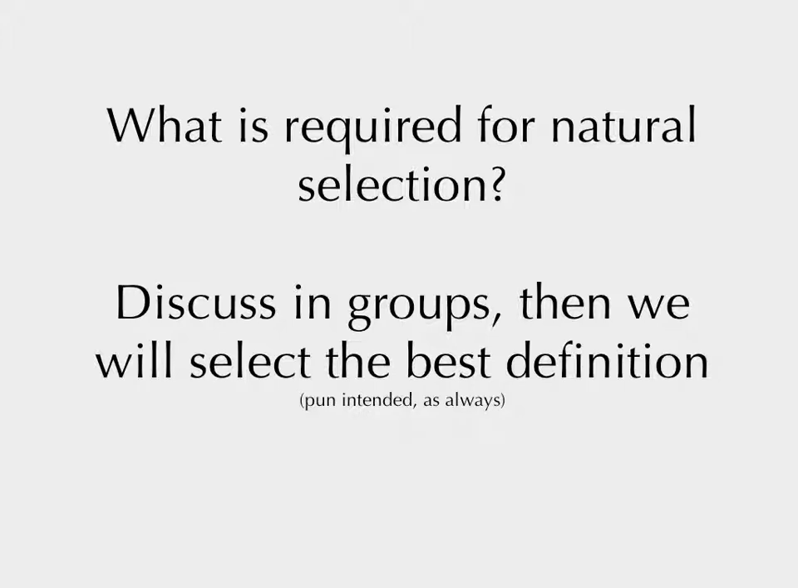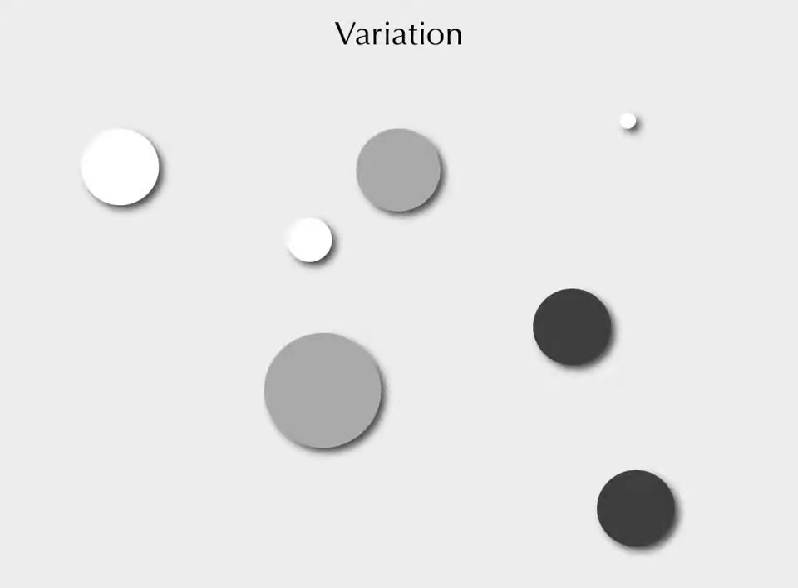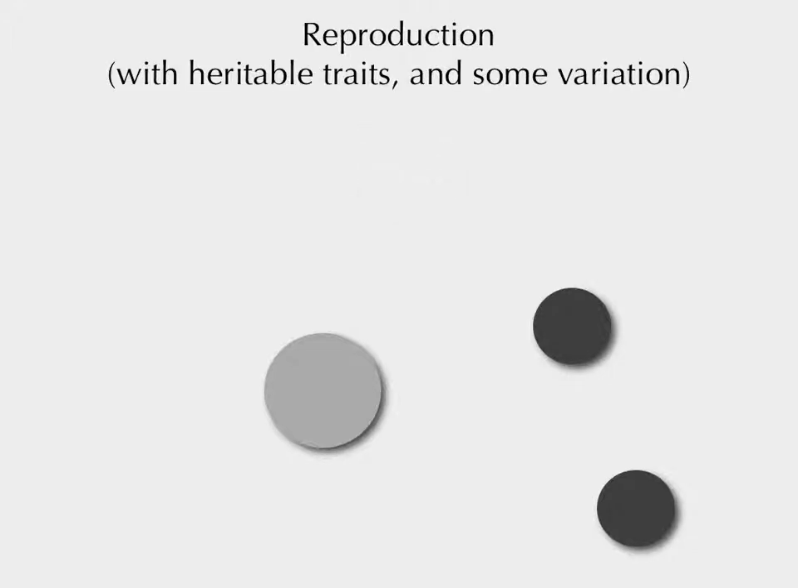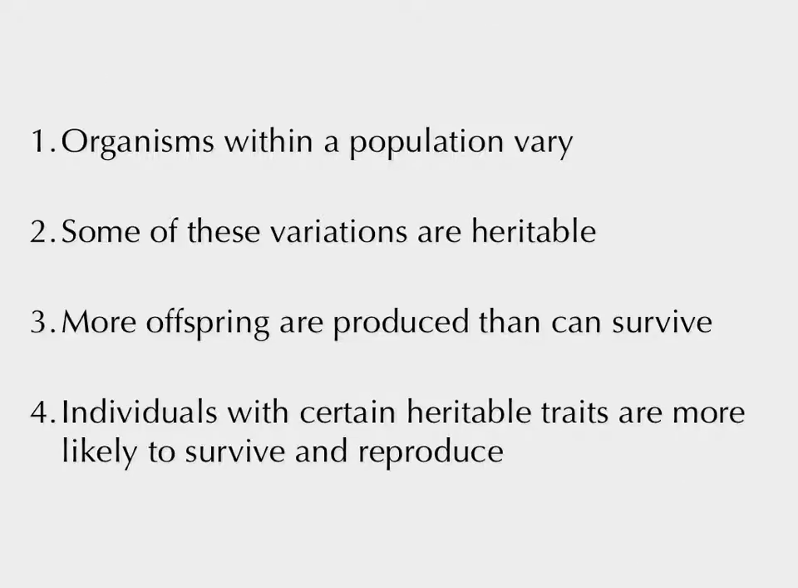Okay. So I think we've covered all the main requirements for natural selection. So we have variation, and we have some sort of selective agent. So in this case, we're getting the light ones. Reproduction with heritable traits and some variation. And actually, that's one thing we missed. We didn't talk about reproduction. And there's also, this is considered an inclusion as well.